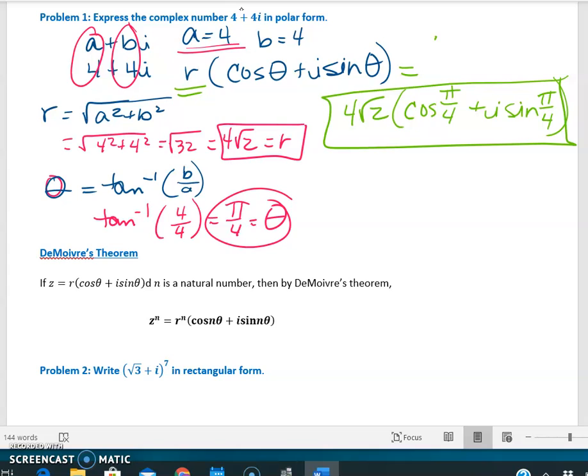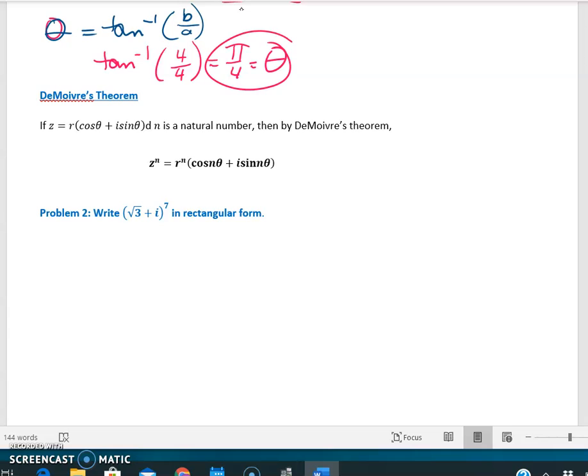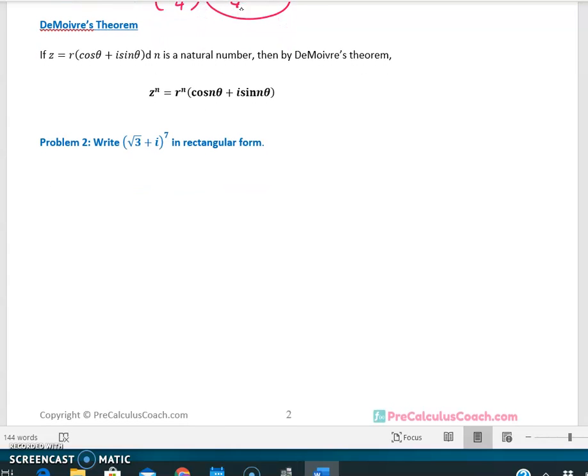Okay, so what we can really use this polar form for, obviously we can take an imaginary number and write it in polar form, but we can actually use that concept to take an original complex number to a power, and we can take it to fairly high powers quickly, okay? And this is what I call De Moivre's theorem.